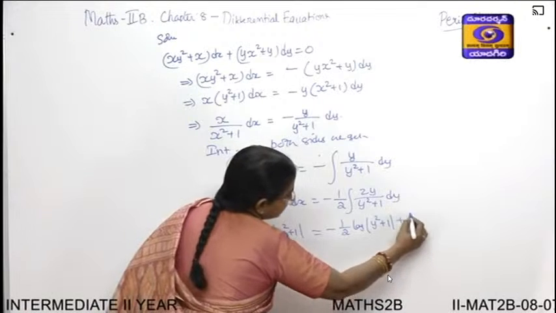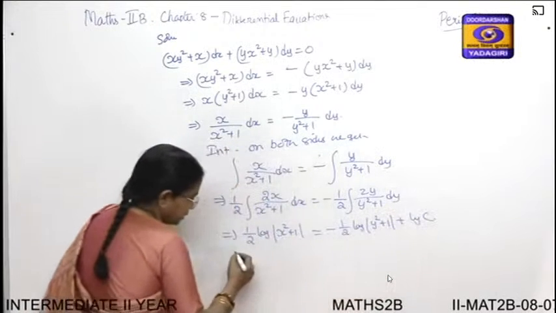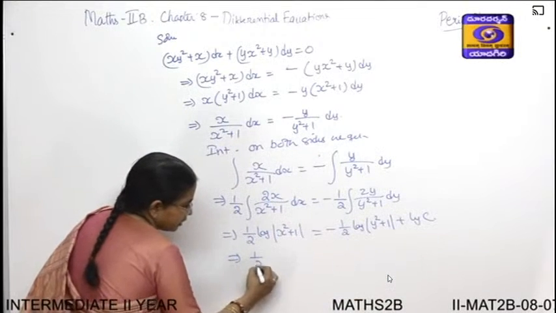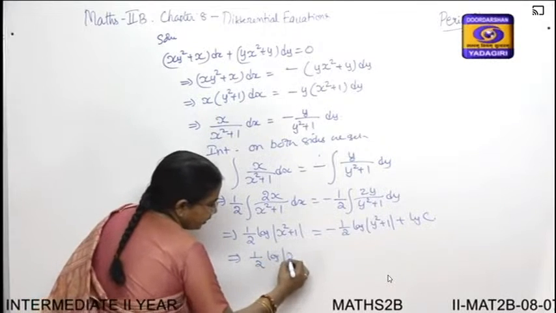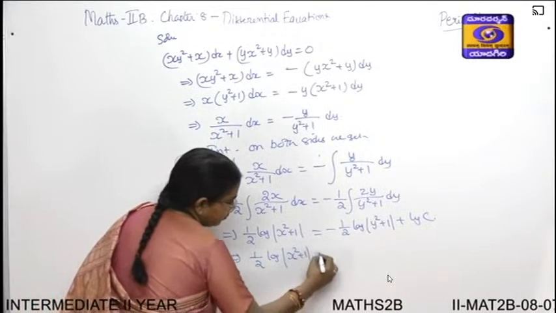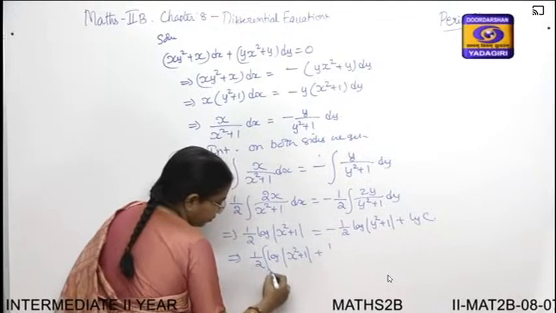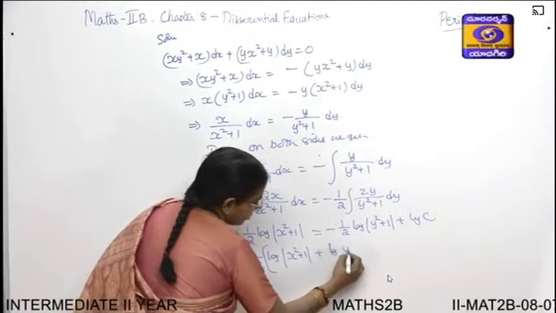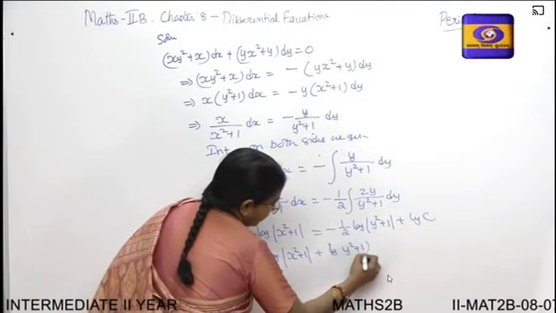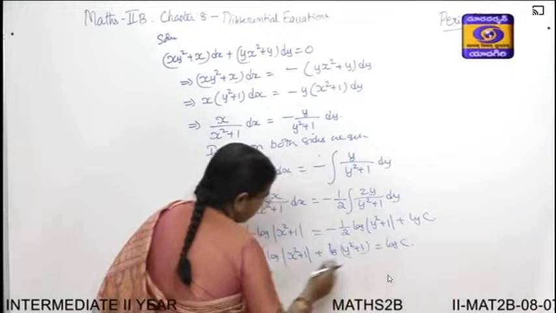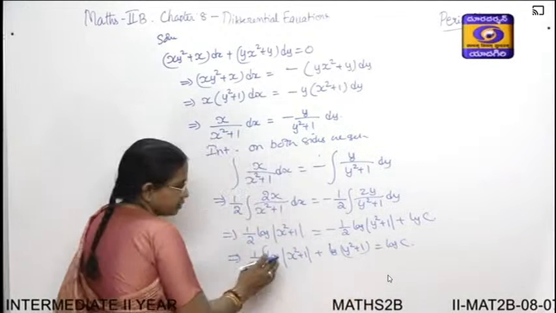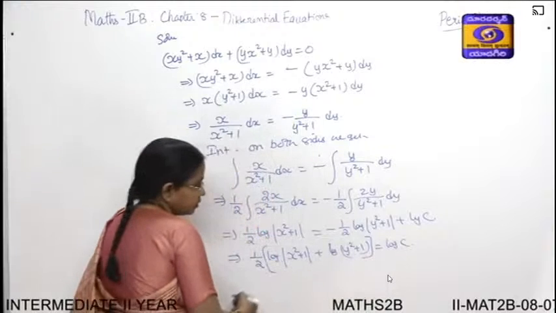Add the constant also as log c. Then it is easy to simplify. So it is half into log of x square plus 1 plus half into, I will take half common, log of y square plus 1 is equal to log c. This is in the form log a plus log b, and log a plus log b is log ab.